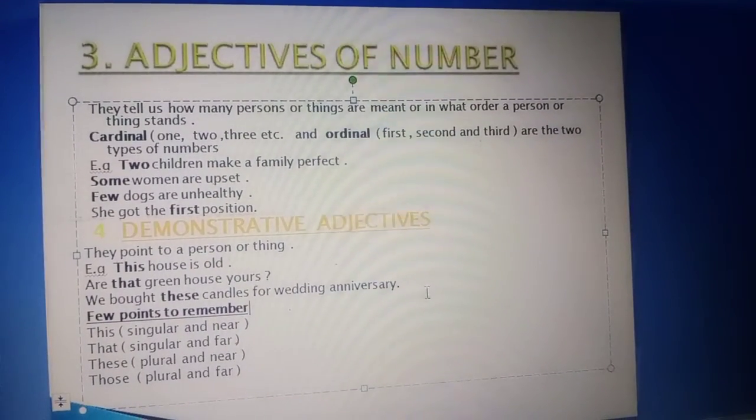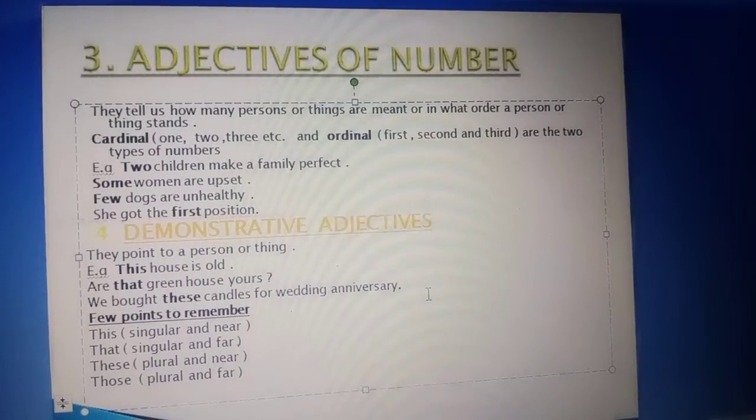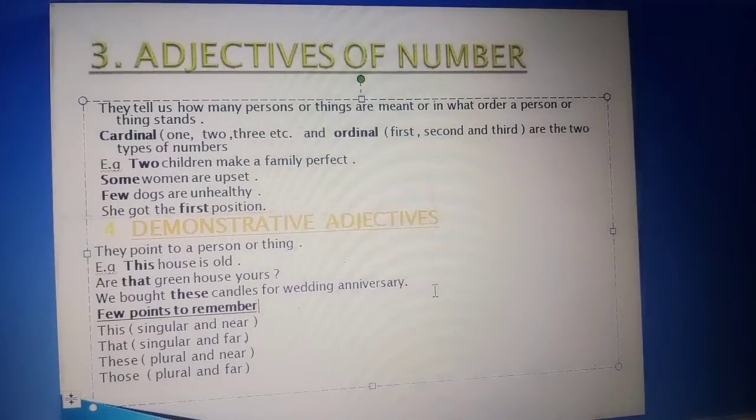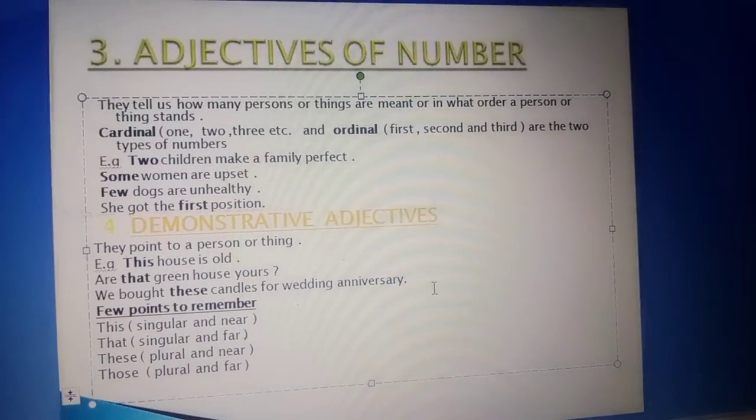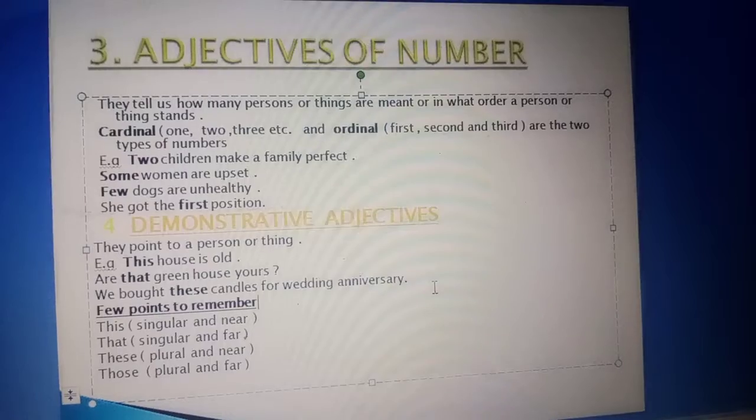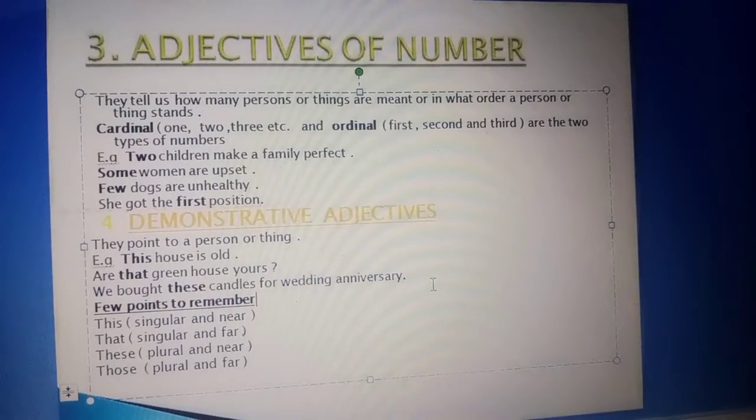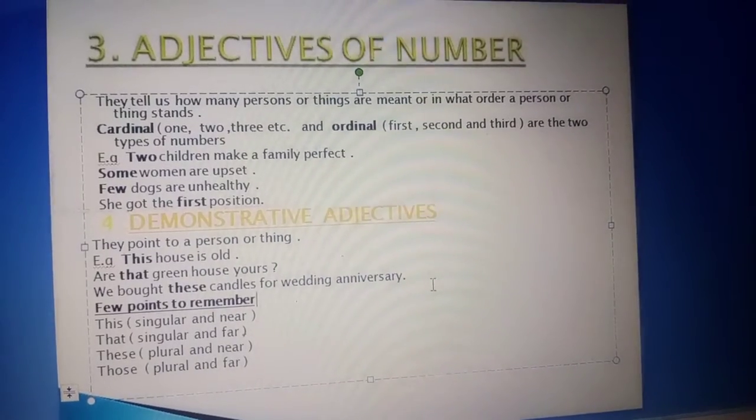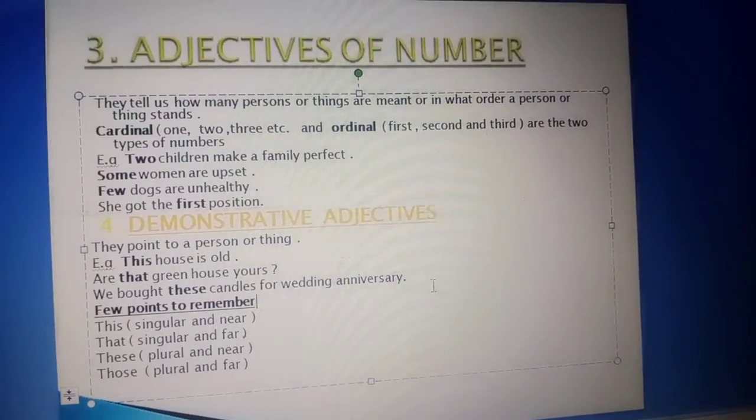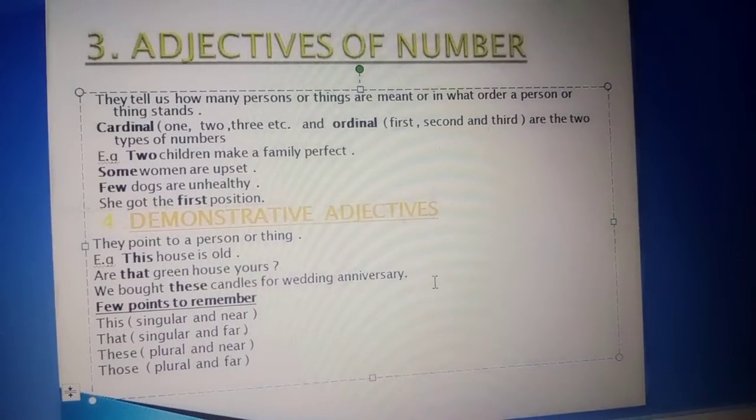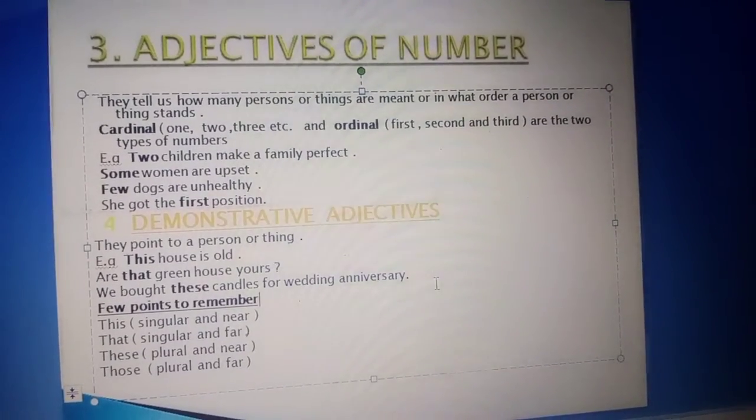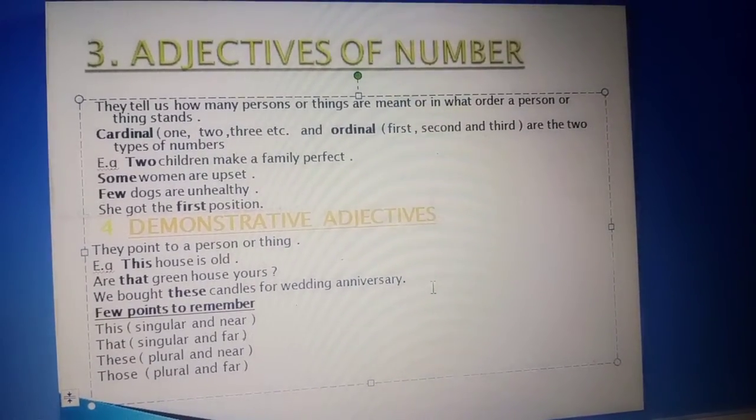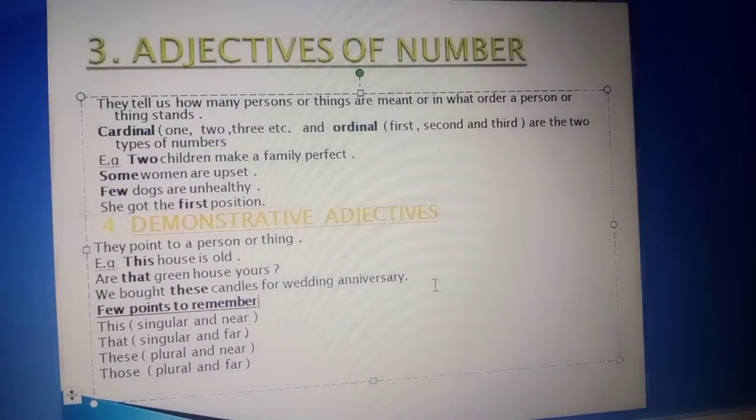Say, 2 children make a family perfect. How many children? 2. So 2 is an example of adjective of number. See the another example. Some women are upset. Some women. So some here is an adjective of number. Another, few dogs are unhealthy. How many dogs? Few dogs. So few is an example of adjective of number. She got the first position. Which position? First position. So first is an example of ordinal and the above ones are the example of cardinal.